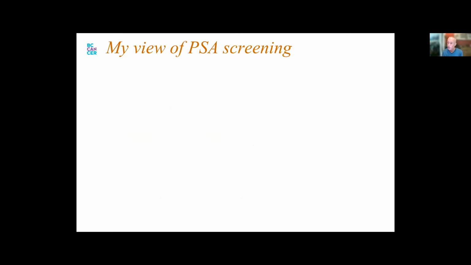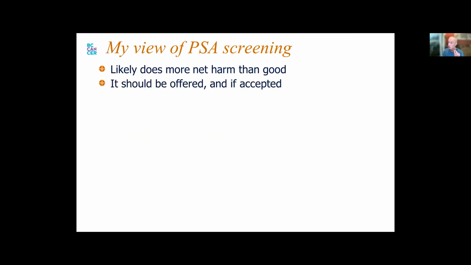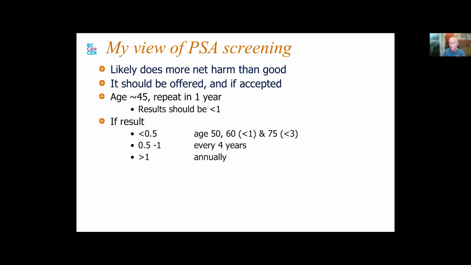So my view of PSA screening, my personal view, is that a population-based screening program likely does more harm than good. But it should be offered with the provisos we've discussed. And if the guy wants to have it done, then he should have it done. Do it at the age of 45, repeat it a year later, the result should be under 1. And then you can tweak the frequency of screening according to the results.